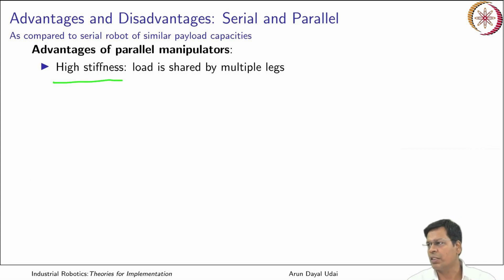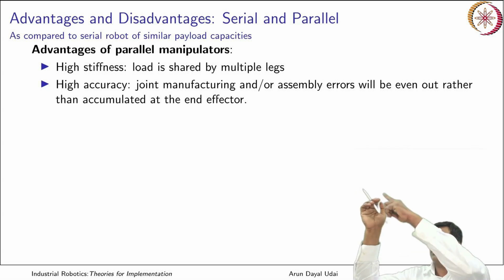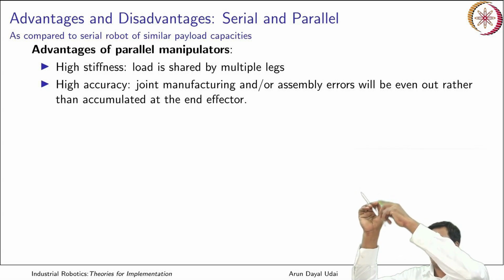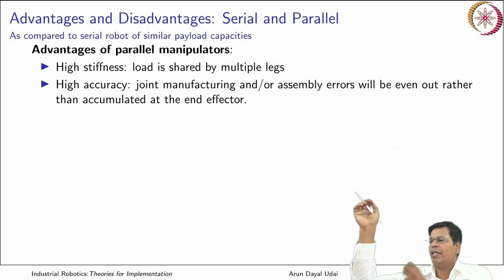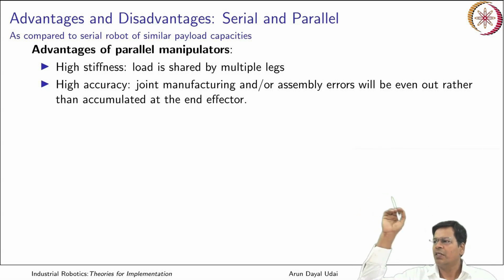Load is shared by multiple legs. It has very high accuracy also as compared to serial robots. When you have a joint, if at all you have an error over any of the joints, it is felt at the top. So all the joint errors are accumulated together, and you can see at the top it has a huge amount of error that can go.